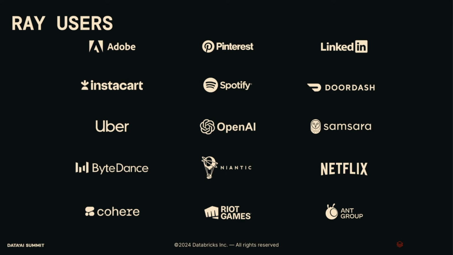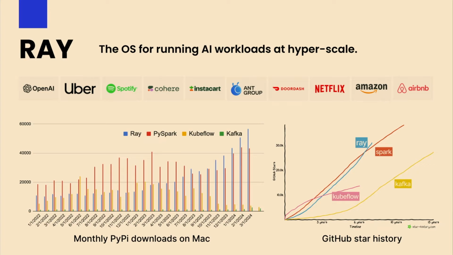Here's just a very short list of the portfolio of Ray users across the industry. Some names you may recognize, like OpenAI and other companies, are leveraging Ray technology to build large language models and AI applications. Some metrics about Ray's adoption in the industry, such as the number of downloads from PyPI compared to several popular open source libraries, and also the GitHub star history, which has increased really quickly in recent years.